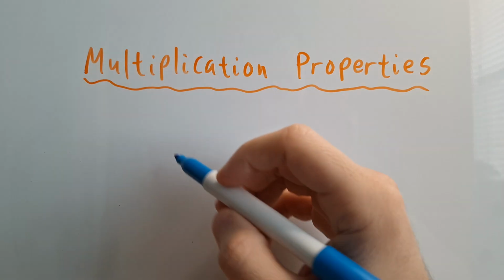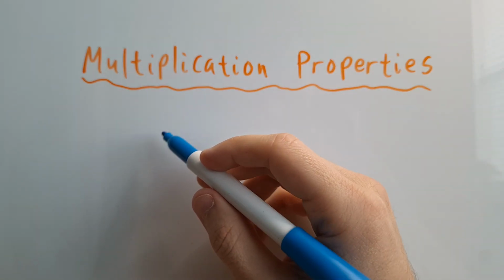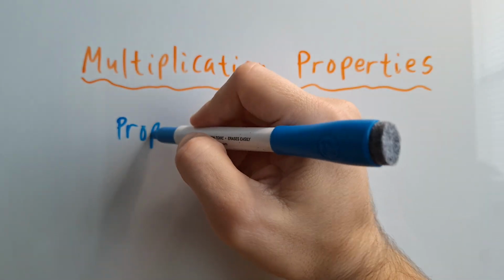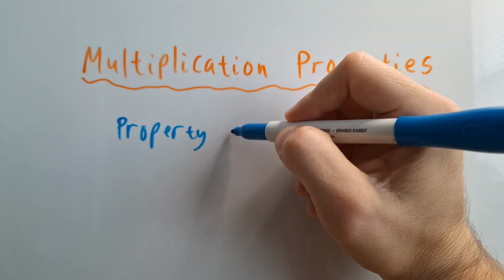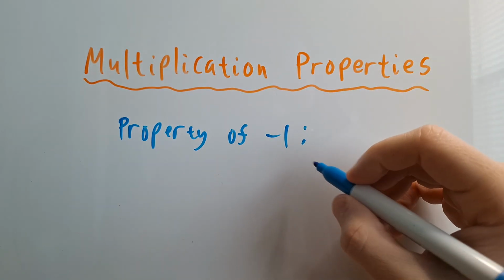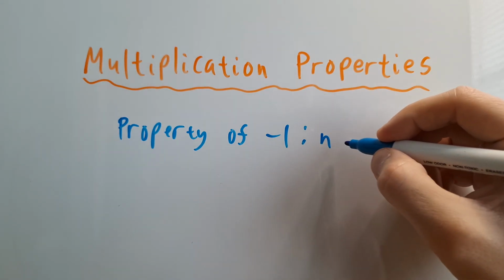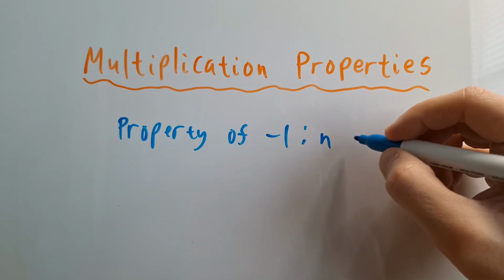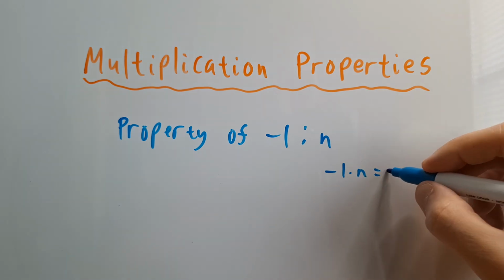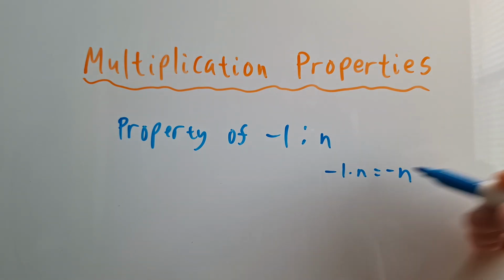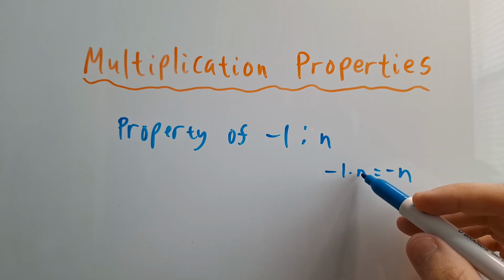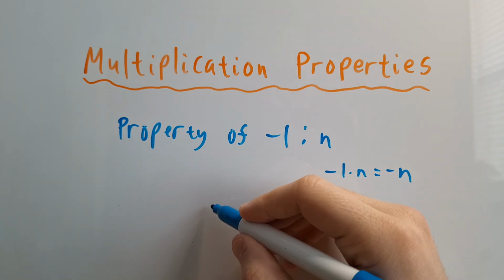Next thing to kind of go along with that identity property, the next one I can show you is the multiplication property of negative 1. Which states that for every real number n, negative 1 times n is going to be equal to negative n. So what if in this case n was negative? I'll show you an example of that one.